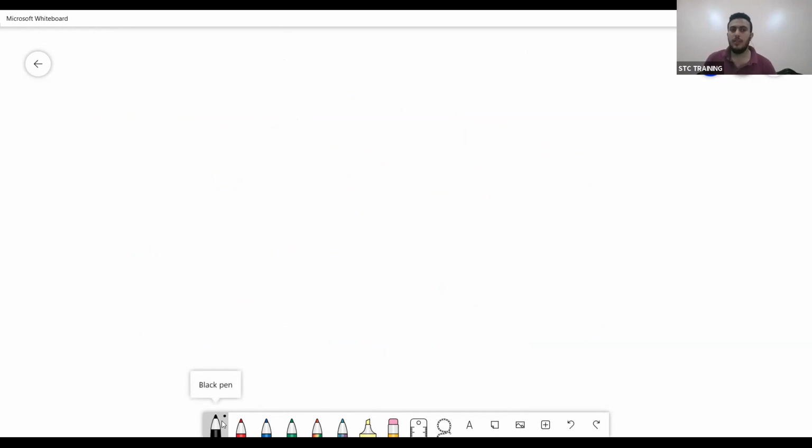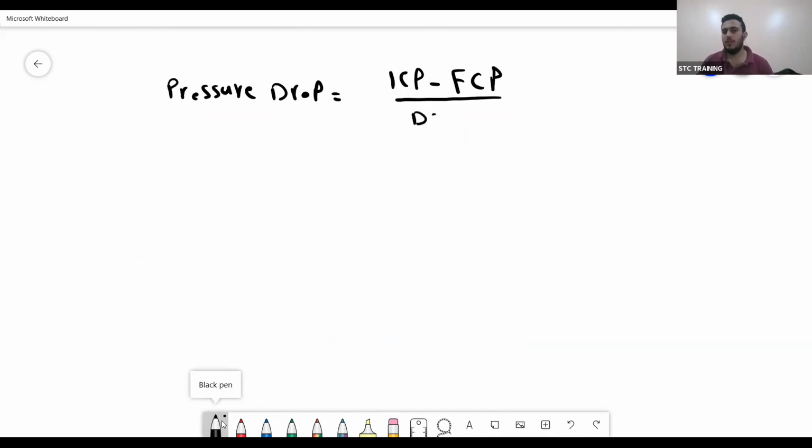So how to calculate pressure drop? It will equal ICP minus FCP over the drill string volume in strokes. Here we calculate the pressure drop in PSI per one stroke. If we need to calculate per 100 strokes, we multiply that by 100.